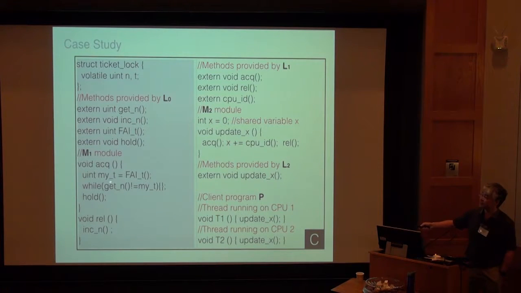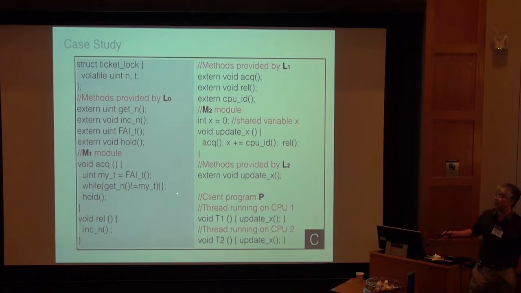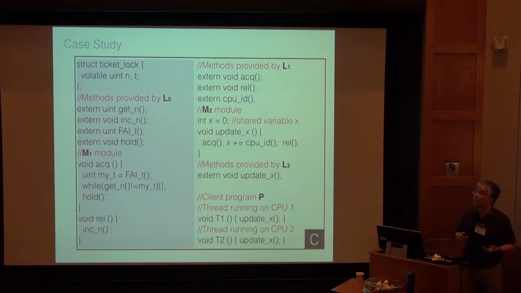And then you read the ticket number n until this value is equal to your ticket number. Then you exit this while loop. Otherwise, you keep executing this loop, calling get n. When it's actually your turn, there's a low-level primitive called hold that indicates you are now holding the lock. You can now access the shared variable x. Okay, and the release will increment the ticket number and does nothing else, and then essentially releases the lock.